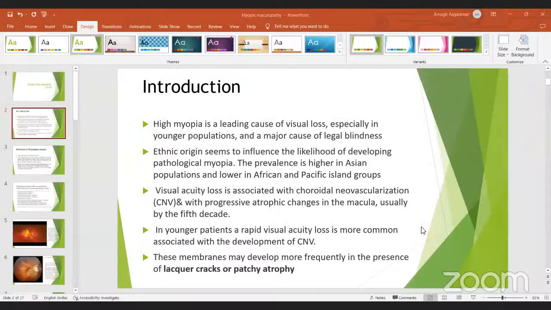So high myopia is a leading cause of visual loss, especially in younger populations, and a major cause of legal blindness. Ethnic origin seems to influence the likelihood of developing pathological myopia. The prevalence is higher in Asian populations and lower in African and Pacific island groups. Visual acuity loss is associated with choroidal neovascularization and progressive atrophic changes in the macula, which usually develop by the fifth decade. In younger patients, a rapid visual acuity loss is more commonly associated with development of CNVM. These membranes may develop more frequently in the presence of lacquer cracks or patchy atrophy.